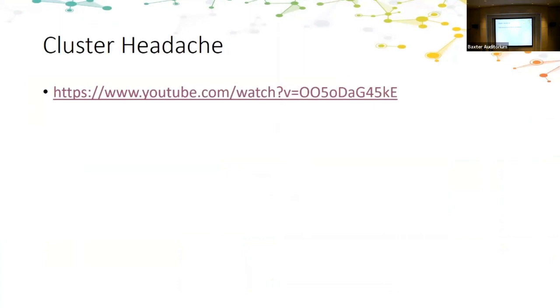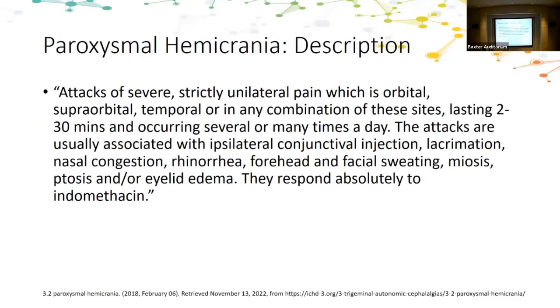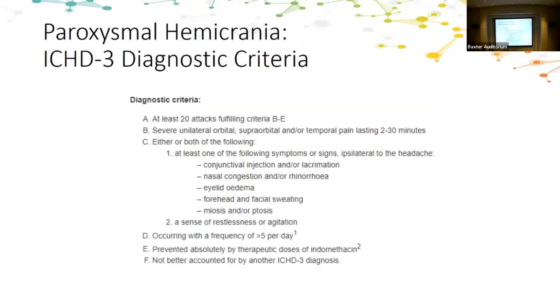Okay, so switching gears, paroxysmal hemicrania is our second TAC. Attacks of severe strictly unilateral pain, which is orbital. I'm not going to read all of this for you. Again, lasting 2 to 30 minutes and occurring several or many times a day. They need to have at least one autonomic finding, and they respond absolutely to indomethacin. So that's why this one is so important, because it can be a game changer for these patients.